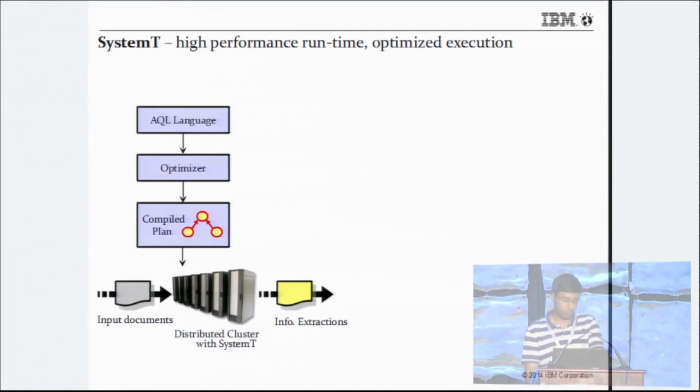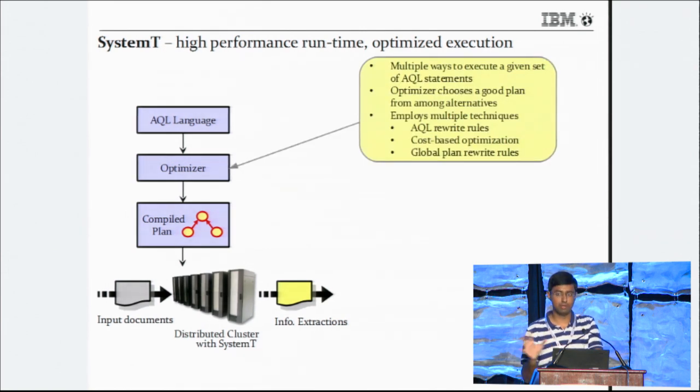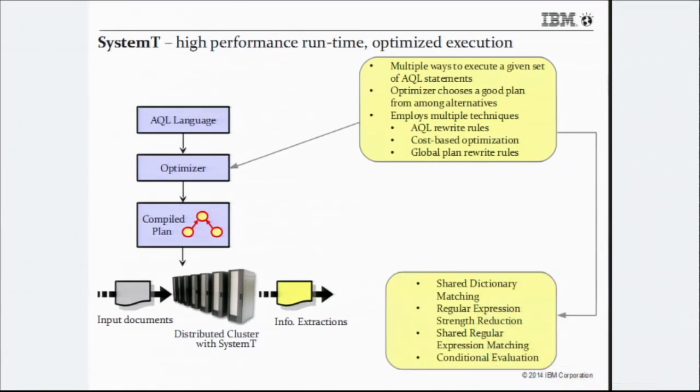And a little bit about the runtime. As I said, we compile the extractor. The optimizer picks the best execution plan. It uses a few optimization strategies, one of which is rewriting AQL rules itself. Another is, once you've created a global execution plan, you also rewrite that plan again if you want better execution. And we do a lot of cost-based optimizations when we get to the point of executing that plan. Things like conditional evaluation, where we don't evaluate parts of the plan if we don't necessarily get any output from them looking at the document.